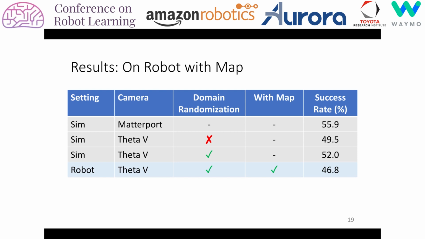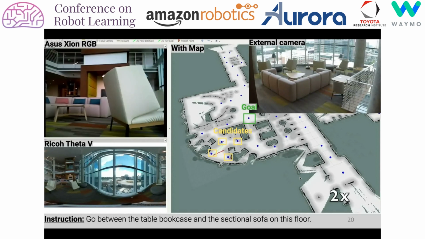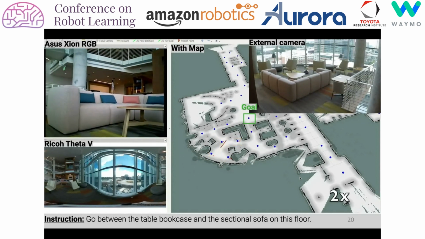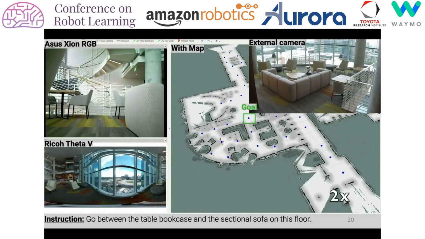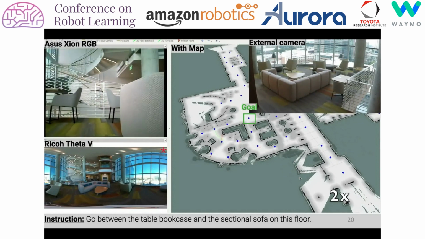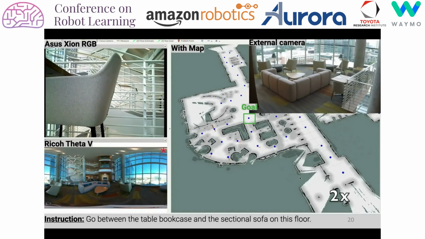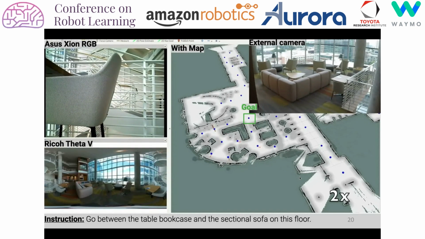Here we can see that when this map is available, performance on the robot is actually quite similar to the simulator. To look at an example navigation, on the right-hand side we can see the occupancy grid and also in blue dots the navigation graph that is provided to the robot. At the top right there's an external third-person camera view illustrating the progress of the robot, as it follows the instruction that is illustrated at the bottom of the screen.